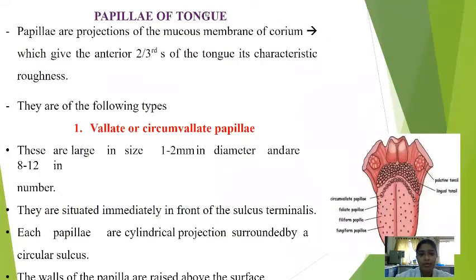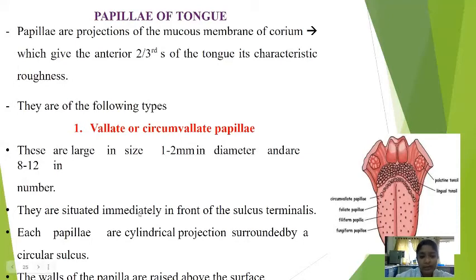So what are the papillae of the tongue? Papillae are projections of the mucous membrane or corium, which give the anterior two-thirds of the tongue its characteristic roughness. There are the following types: vallate papillae or circumvallate papillae. So this is the vallate papillae here. These are large in size, 1 to 2 millimeter in diameter, and 8 to 12 in number.